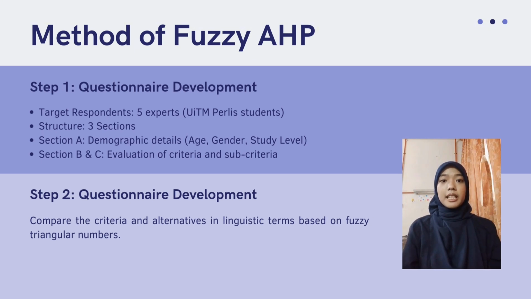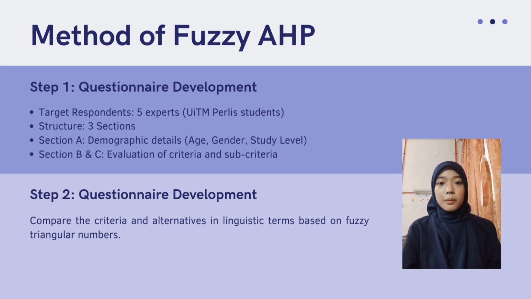In the fuzzy AHP method, there are 7 steps that will be used in this study. We begin with the first step, which is questionnaire development. For this study, we targeted 5 experts as respondents. These experts were selected from the Police community based on their knowledge and expertise in the subject matter. The questionnaire is structured into 3 main sections.